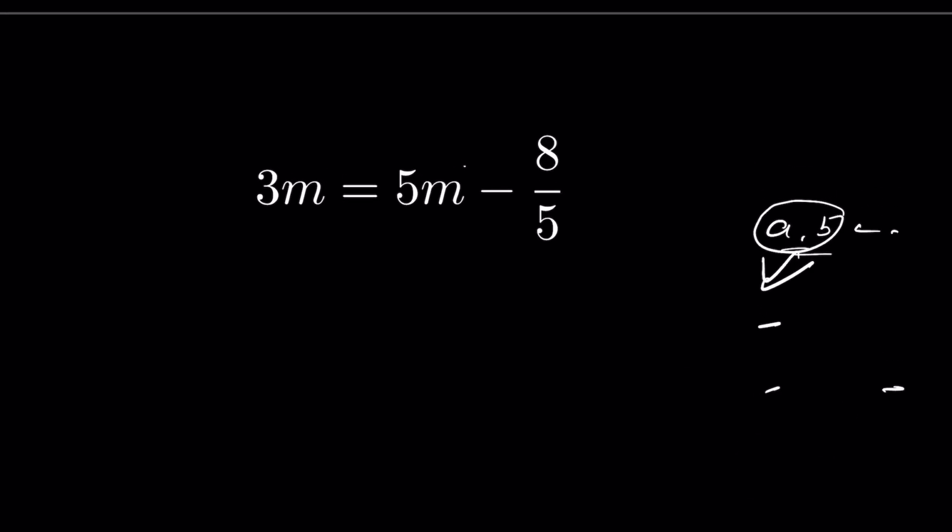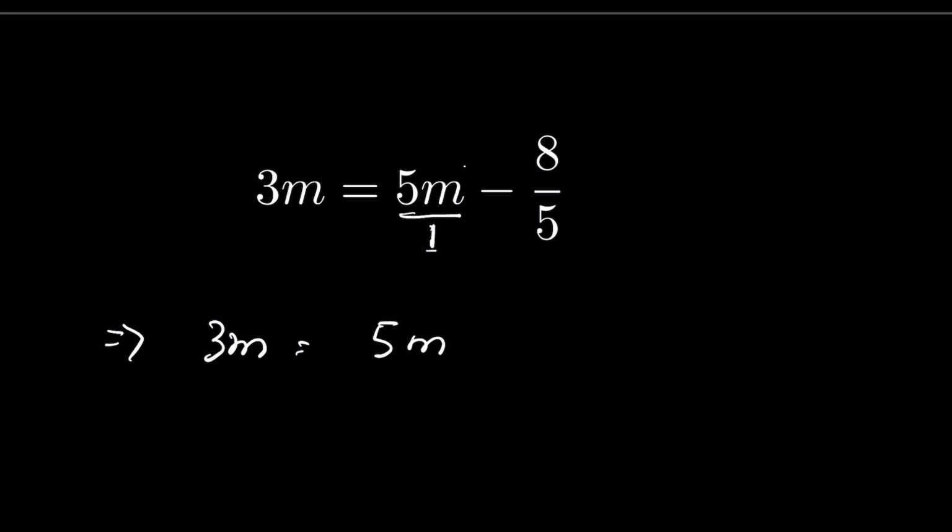For adding or subtraction, what we can do here, we can convert it into a fraction. First method is like this. We convert it into a fraction, and to convert it into fraction, we write 1 as the denominator and then write minus 8 upon 5. Now both of them are fraction.